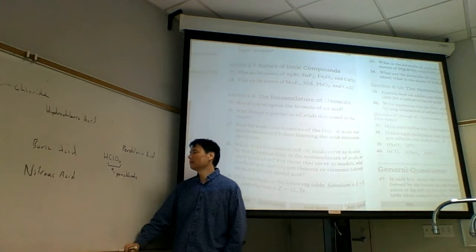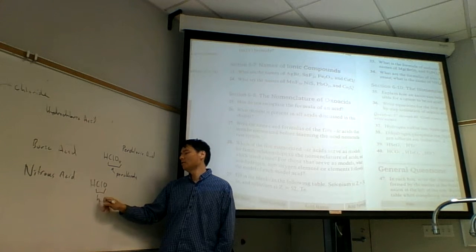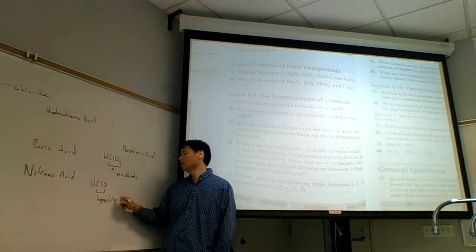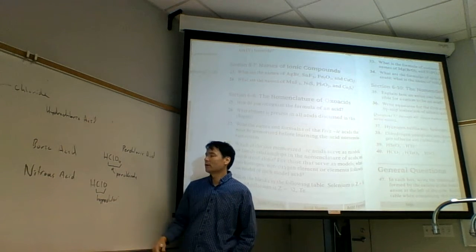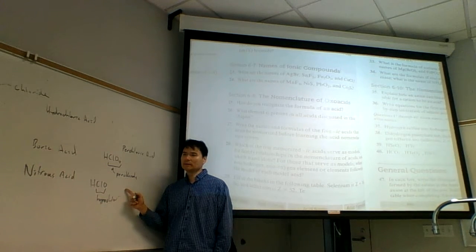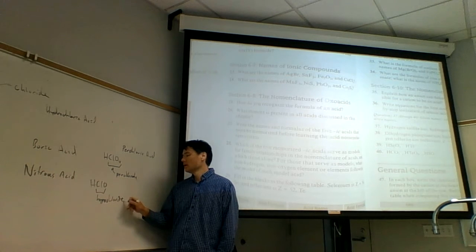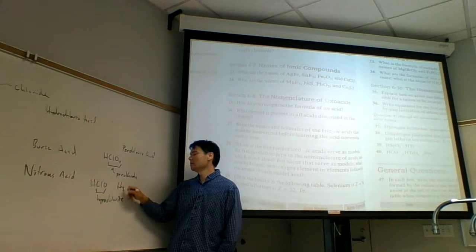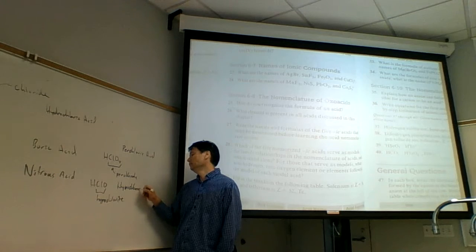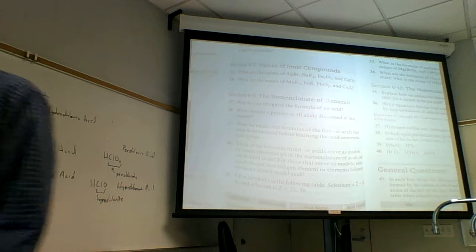Let me do one more example here. HClO. ClO is called hypochlorite. So we just go down the list, you know. If perchlorate is ClO4, actually we go with chlorate. If chlorate's ClO3, then ClO2 is chlorite, and ClO is called hypochlorite. And so if this is hypochlorite, then the acid name is going to be hypochlorous acid, hypochlorous acid.